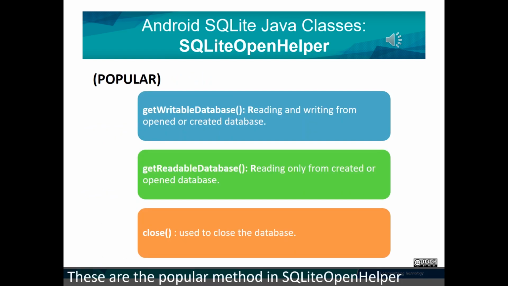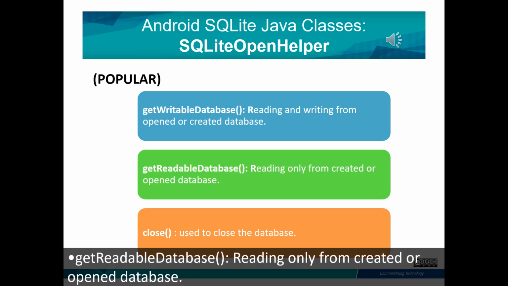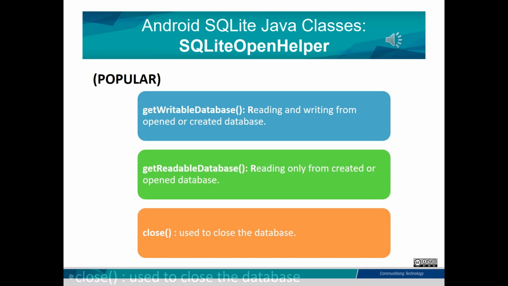These are the popular methods in SQLiteOpenHelper. First, getWritableDatabase, reading and writing from an open or created database. Second, getReadableDatabase, reading only from a created or open database. Third, close. It is used to close the database.